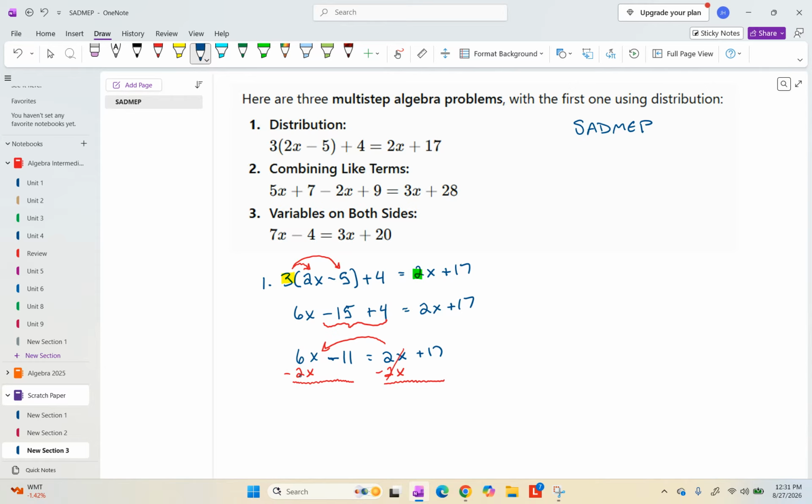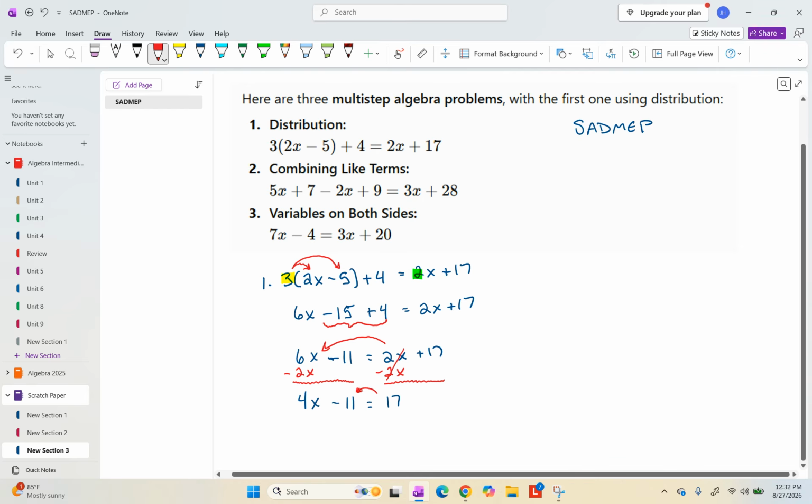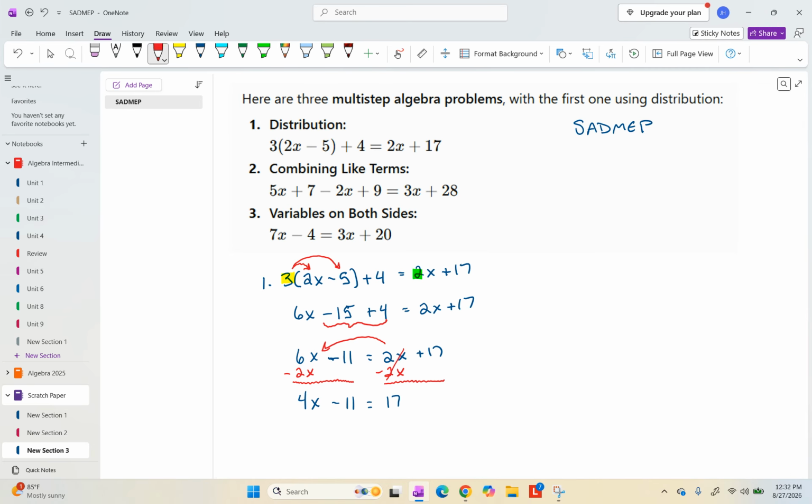6x minus 2x. So I have 6 boxes. I take 2 boxes away. I have 4 boxes left over. Minus 11 equals 17. I'm done with the boxes. I have now boxes just on one side. I have 4 boxes. And then I have these 11 oranges on one side and 17 oranges on the other side. And I want to think about opposites here. So if I subtract 11 on one side, now obviously I can move the 17 over to this side. But if I do that, then I'm not going to have anything left over to be on that side.